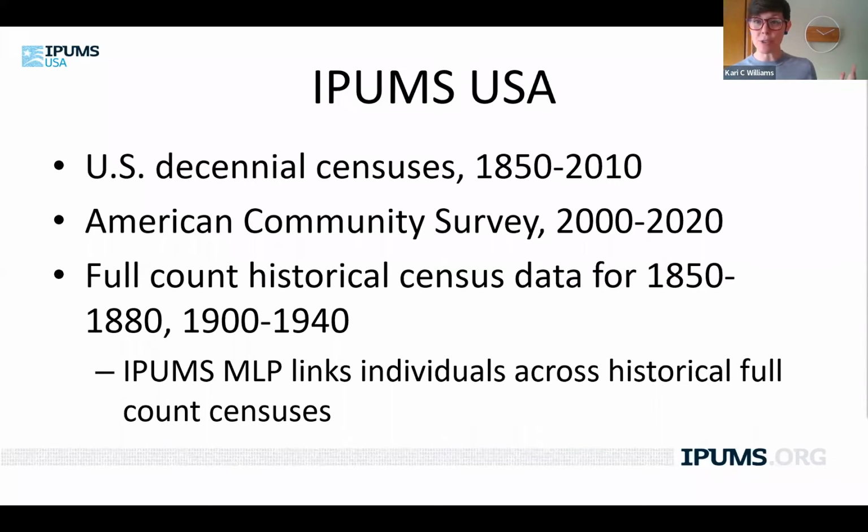So after 72 years, census records are released, and so it is 2022. So the 1950 full count files are on our radar for starting to work with when they become available in April of this year. IPUMS MLP is a special project that's part of IPUMS USA that links individuals across these historical full count censuses. So you can observe the same individual across decennial census in those historical files.